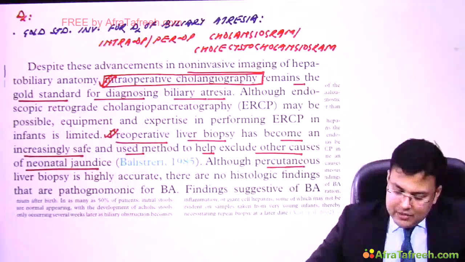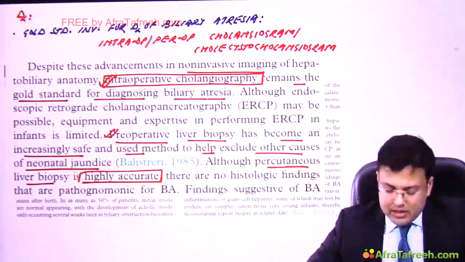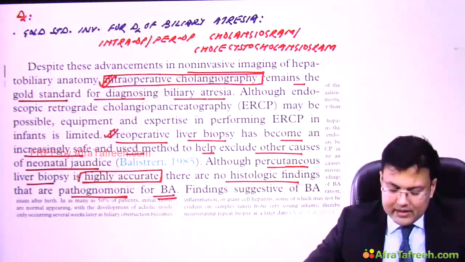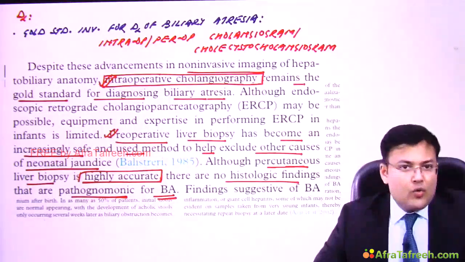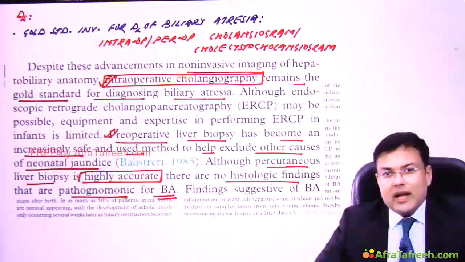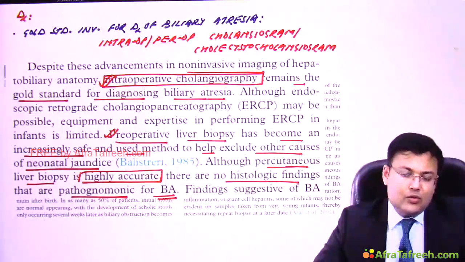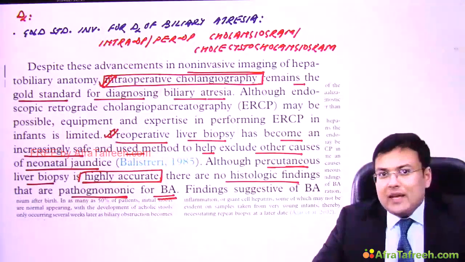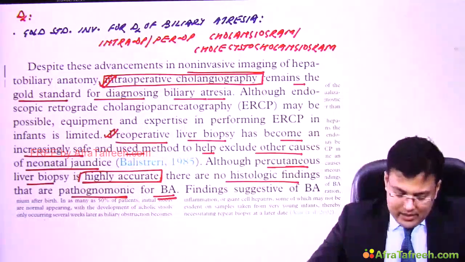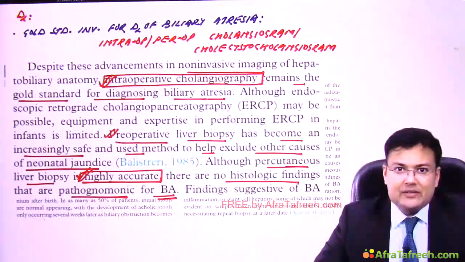Although percutaneous liver biopsy is highly accurate, no histologic findings are pathognomonic for biliary atresia. So there is no confusion now. What is the gold standard investigation for diagnosis of biliary atresia? Intraoperative or peroperative cholangiogram, also known as cholecystocholangiogram. We can make the diagnosis by liver biopsy; it's highly accurate, but no histologic findings are pathognomonic of biliary atresia.